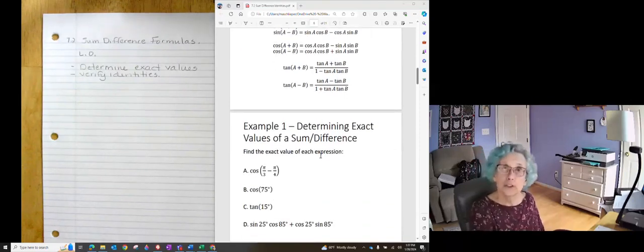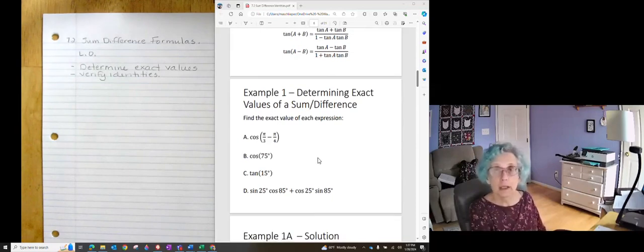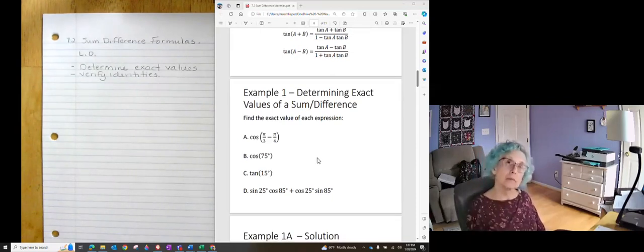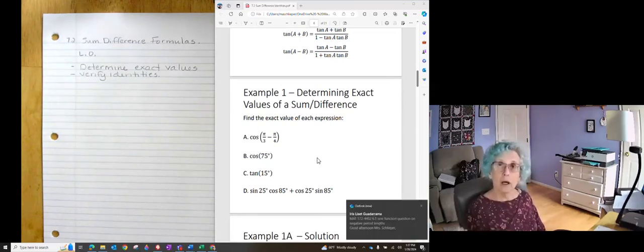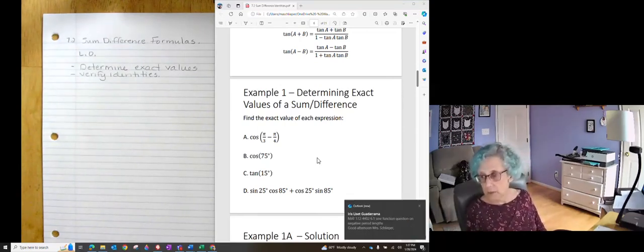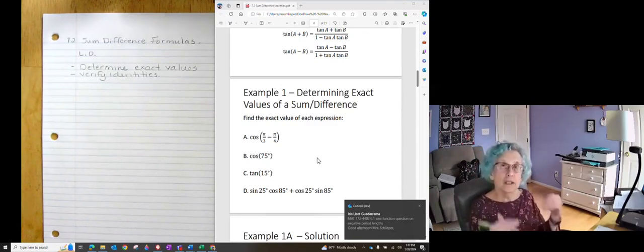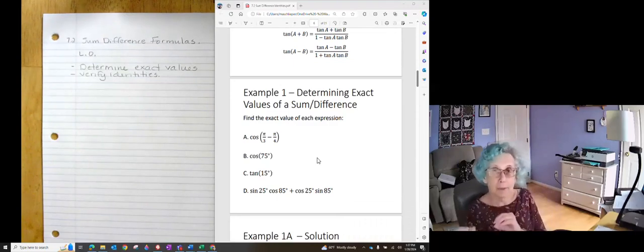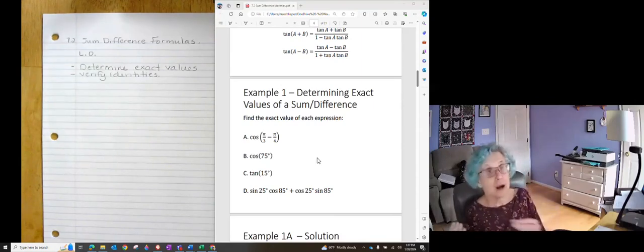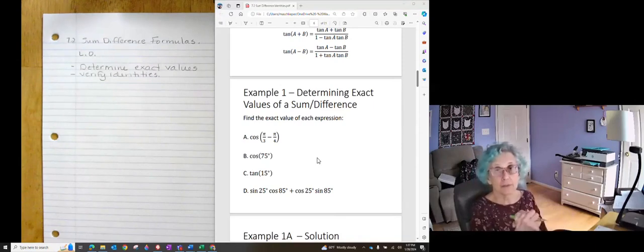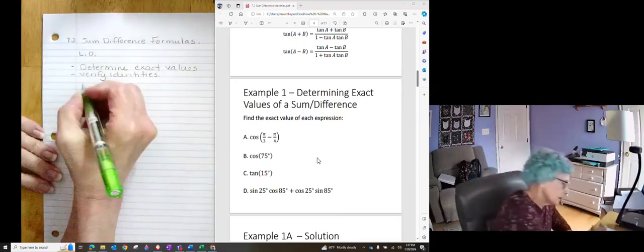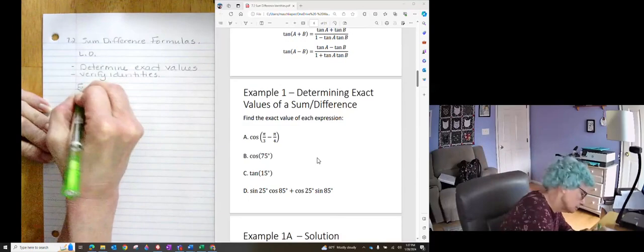So we'll start with some examples determining exact values. And probably the most challenging part of determining the exact values is going to be figuring out how to get that number that you want. So the first one's easy. You have pi over 3 minus pi over 4. But what if you had just pi over 12? Then you would have to figure out for yourself that it's pi over 3 minus pi over 4. But let's jump right in and do some.